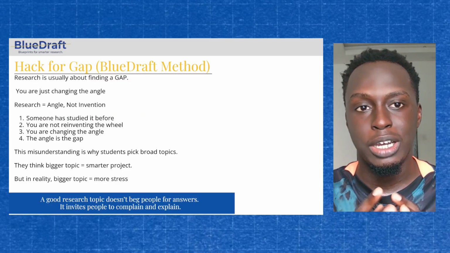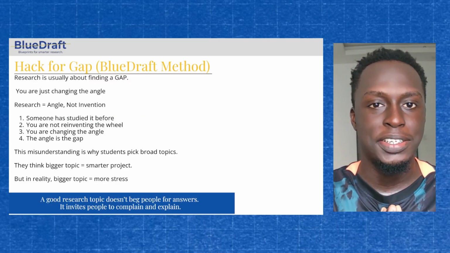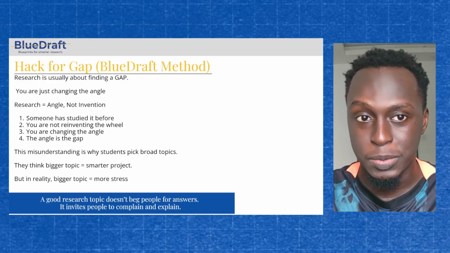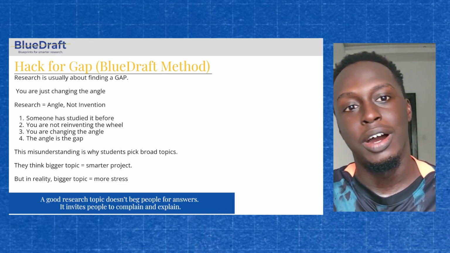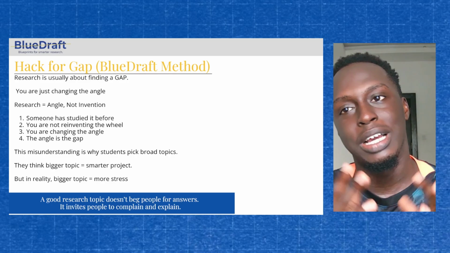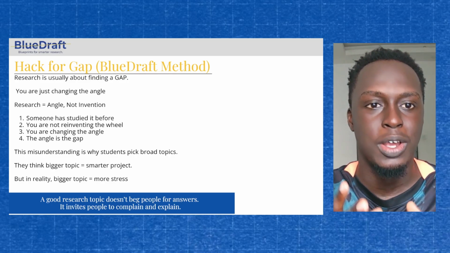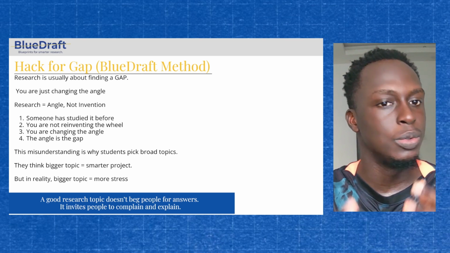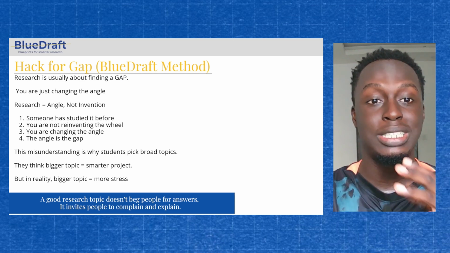There are hacks that you can use to find gaps in research, and I call it the blue drafts method, because research is all about finding gaps. You're just changing the angles. You're not trying to invent the wheel or create something new, just picking what somebody has studied before and changing the angle, and the angle is the gap.